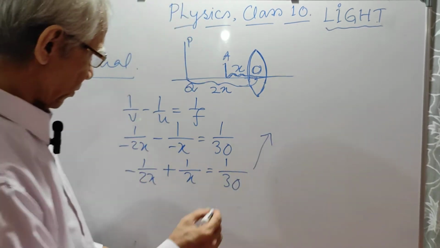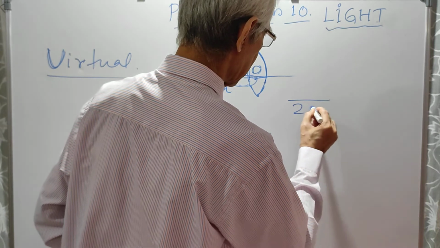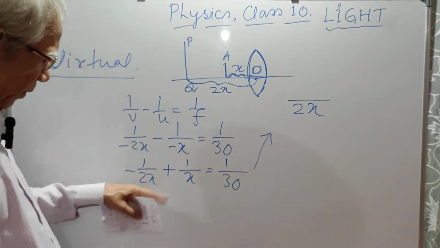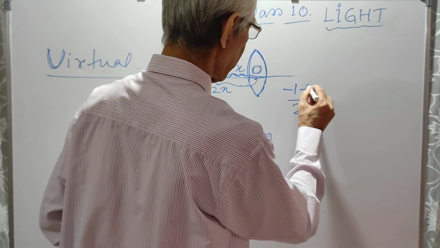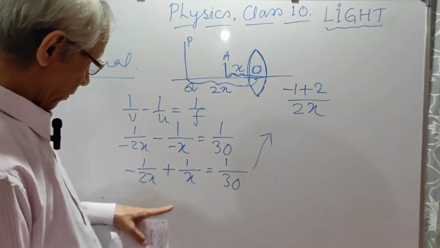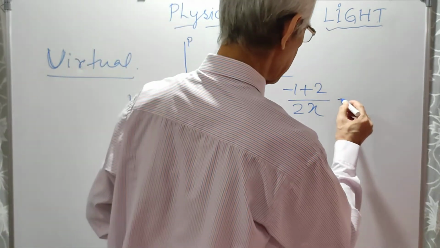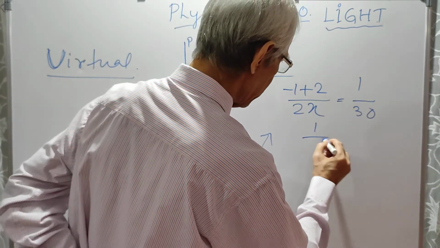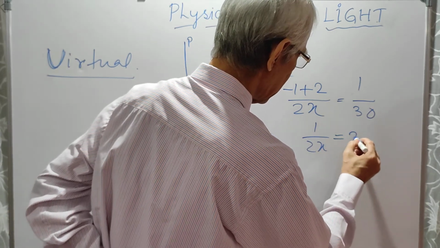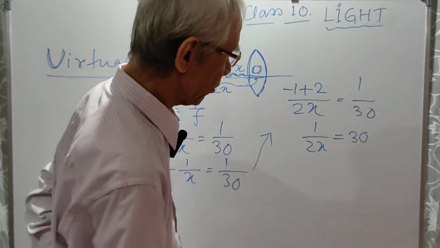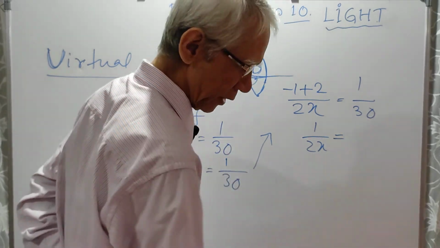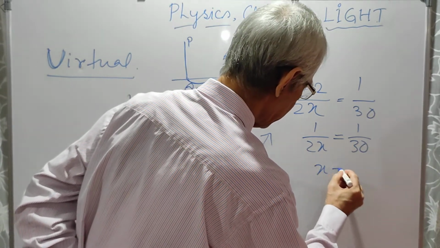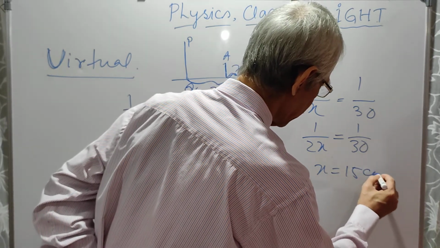Now here the LCM is 2x. What do you get? Minus 1 plus 2 over 2x, that is 1 by 30. So here 1 by 2x equal to 1 by 30. Therefore x equal to 15. This is the answer, 15 centimeter.